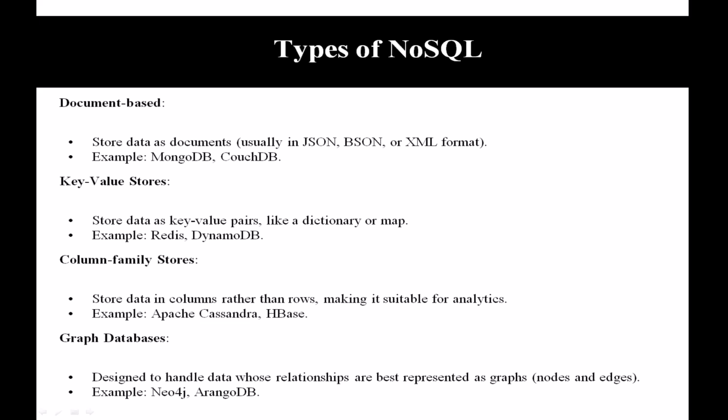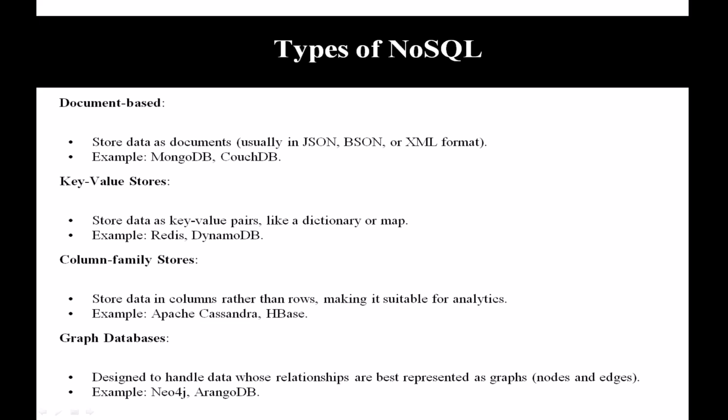Types of NoSQL. First one is document-based. Here it stores data as documents. For example, it usually uses JSON format, BSON format or XML format. In these three formats, you can store the document-based model. For example, MongoDB is one of the document-based models, and CouchDB.